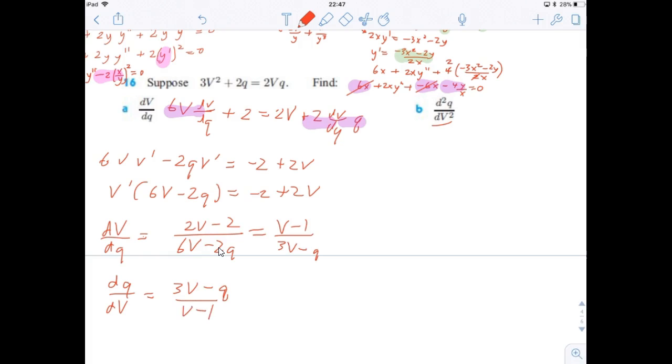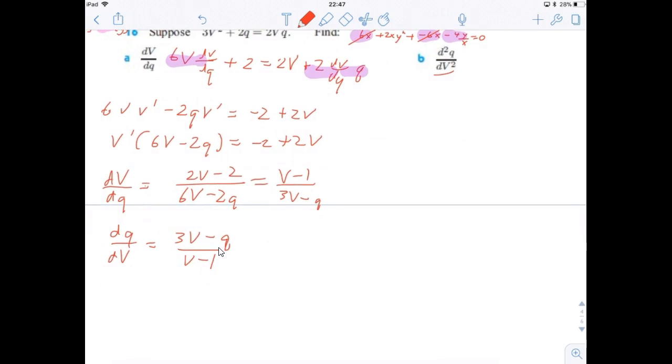Okay? And then, if we want to take the second derivative of that, then we could just use, let's see, that would be a quotient, right? So we're going to take the denominator, and we're going to square it and leave that in the bottom. So the bottom is going to be v minus 1 squared. The top is going to be v minus 1 times the derivative of 3v minus q, which is going to be 3 minus dq/dv.